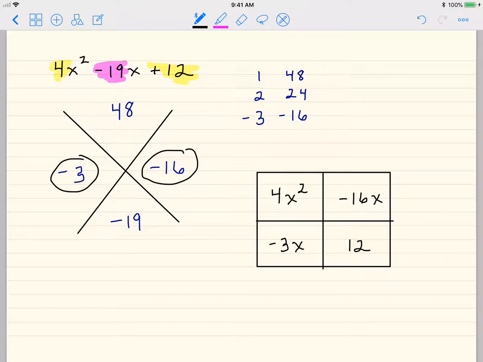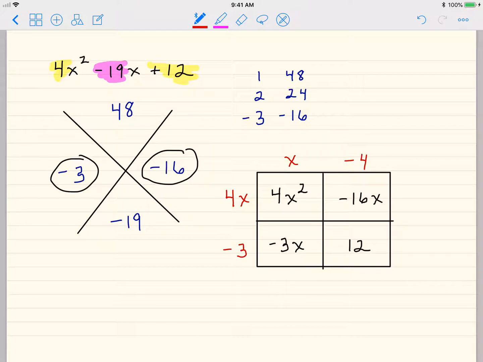So I know that 2 times 2 was going to give me 4, so I could try to put a 2x along this side and a 2x along this side, but what would I have to multiply 2x by to get negative 3x? That's not going to work. So instead, I'm going to try 4x times x, because I can think of something that I'd need to multiply 4x by to get negative 16x. That's going to require a negative 4 along the top here. And I can think of something that I need to multiply x by to get a negative 3x. I would need a negative 3 down here.